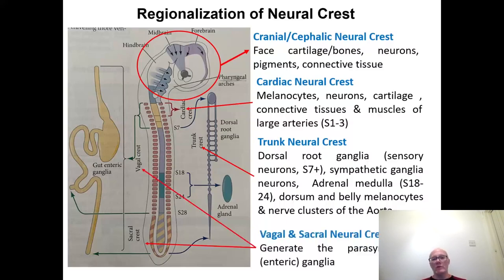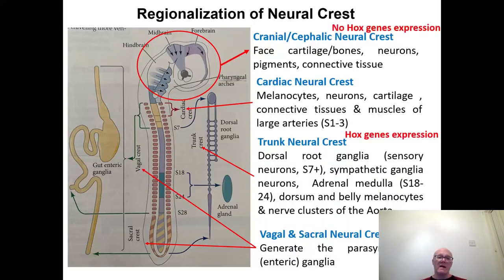Then we have two groups of neural crest, the vagal neural crest, which is more anterior, and the sacral neural crest, which is very much posterior. But both of them are responsible for developing the parasympathetic ganglia, which are the innervation of the gut.